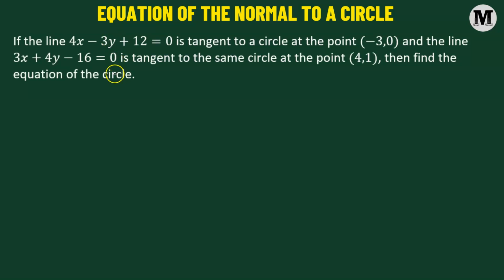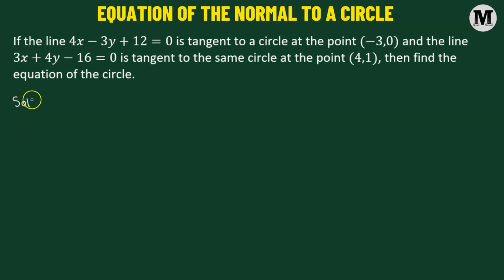So in this problem, it's given that we have a line 4x minus 3y plus 12 equals 0, which is tangent to a circle at the point (-3, 0). And we have another line which is tangent to the same circle at the point (4, 1). Our goal will be to find the equation of the circle.